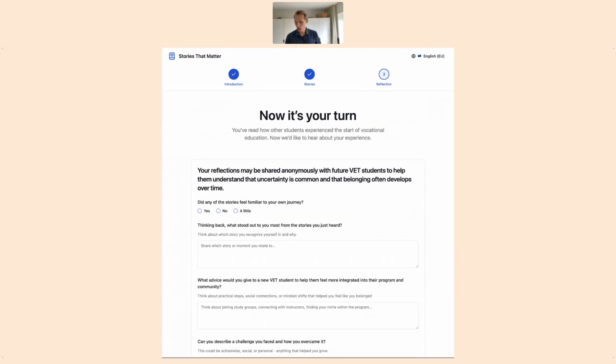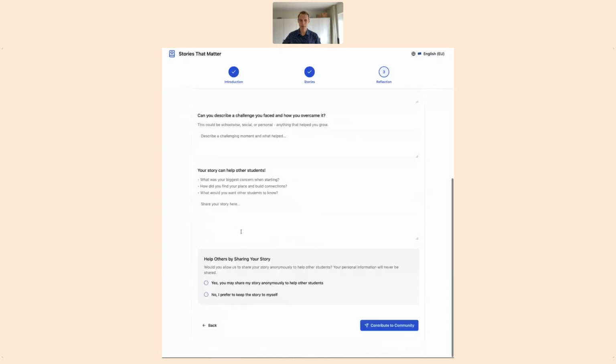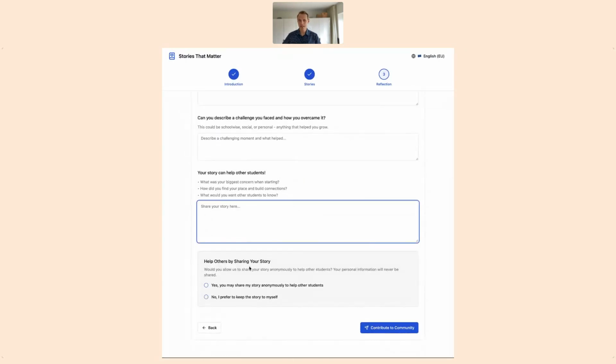So let's assume you conducted the introduction, you either had the stories on slides or the students went in here. Now you want them to do the reflection sheet here. And the reflection sheet here might be used to be shared anonymously with future VET students. And then we will ask them a series of questions. The most important one here is their story.